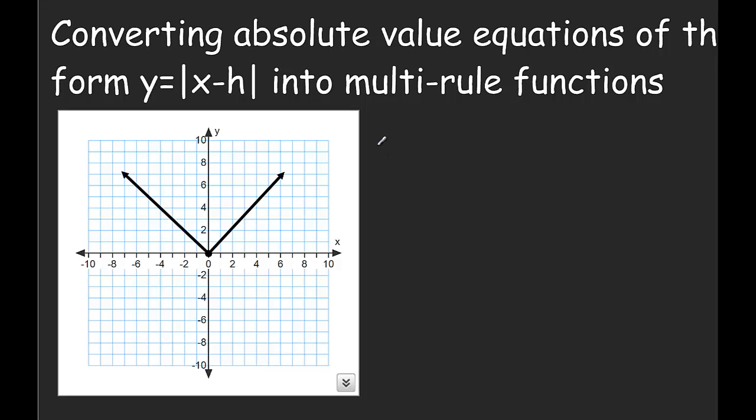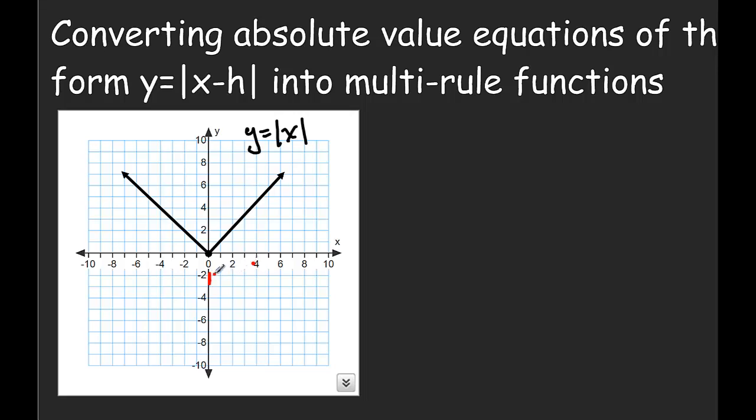Greetings everybody, and welcome to the video on how to convert an absolute value equation into a multi-rule function. What I've drawn here is the graph of the equation y equals the absolute value of x. We're going to use this as a basic example to give us a guide on how we put this together. Now I want you to notice something here in red.